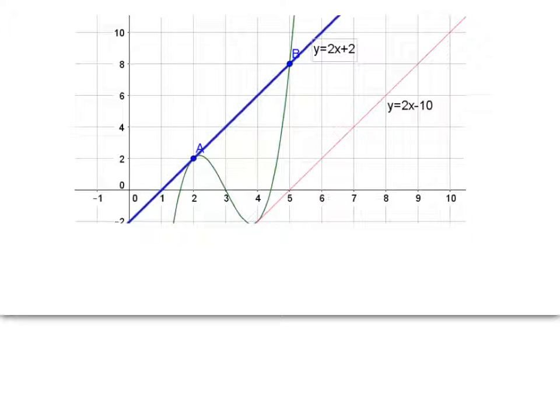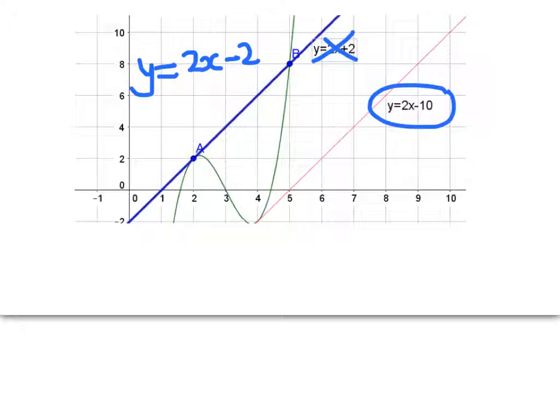So this is just putting this all back together on the graph. We can see what we've drawn here are our two tangent lines. So that one is y equals 2x minus 2. And this one here is y equals 2x minus 10. So it's just touching the curve and it's parallel to the line through AB.